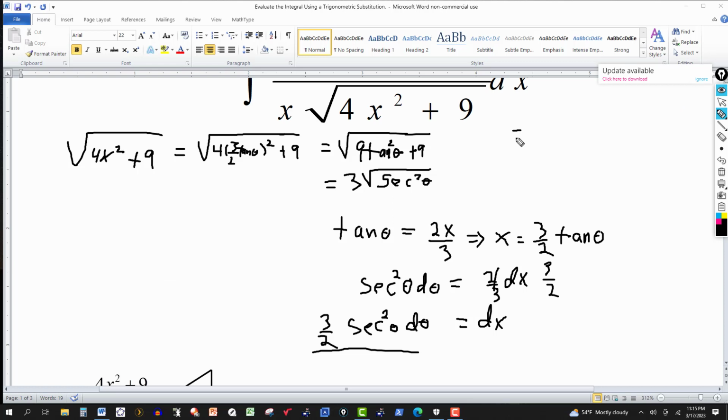Put it equals here. And I have the integral of, in the numerator I have dx right there, and a 1. So I'm going to replace the dx by what I got here.